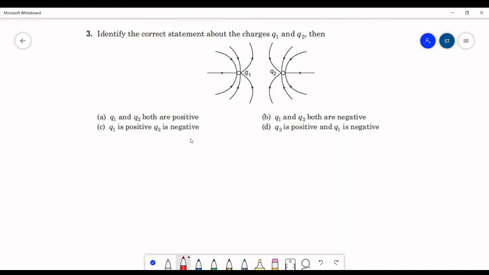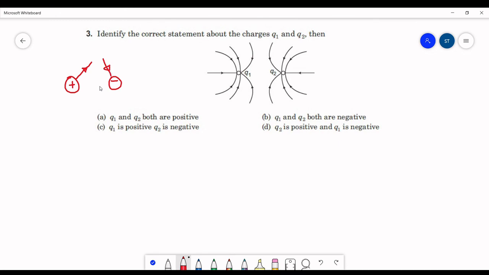So the question given is, identify the correct statement about the charges Q1 and Q2. Here we have to find whether Q1 and Q2 are positive or negative charges. So here the concept required is, for a positive charge, electric field lines will be starting from the charge. And for a negative charge, electric field lines will be terminating at the charge.